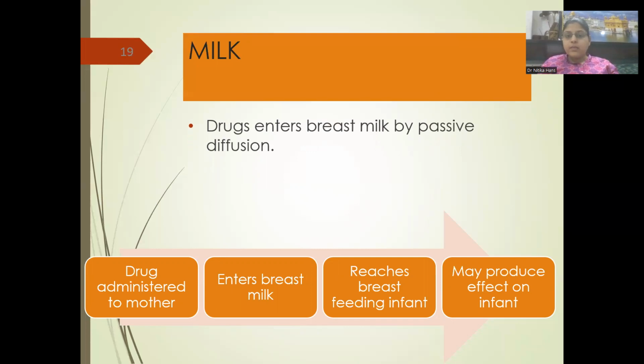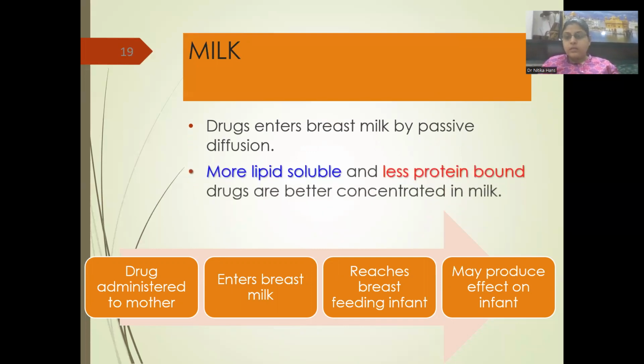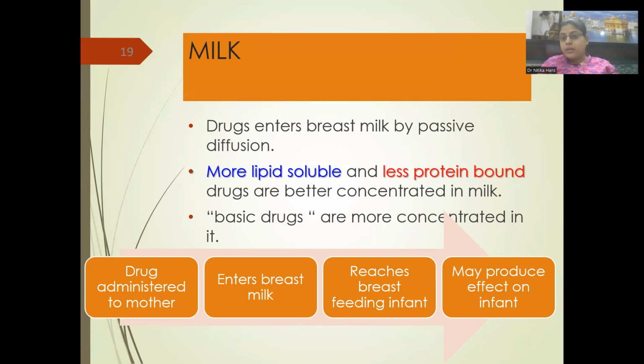Drugs enter breast milk by passive diffusion. Lipid soluble and less protein bound drugs are better concentrated in milk. Less protein bound means smaller in molecular weight, and more lipid soluble drugs pass more easily through the membranes, so they are better concentrated in the milk. And basic drugs are more concentrated. Why? Because the pH of milk is 7 and the pH of plasma is 7.4, so milk is acidic. Basic drugs get ionized in the acidic medium and become water soluble and are trapped in the milk, so they are more concentrated in the milk.